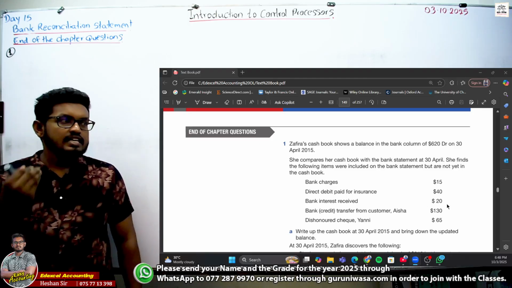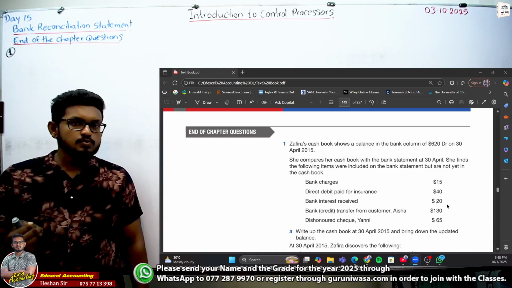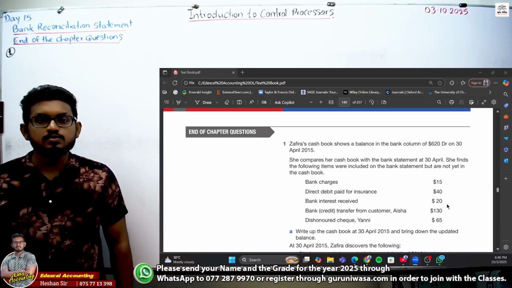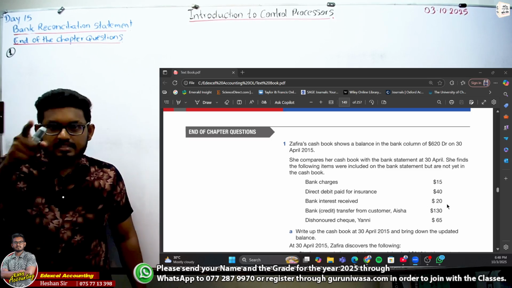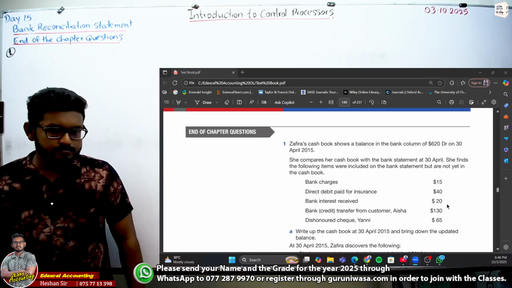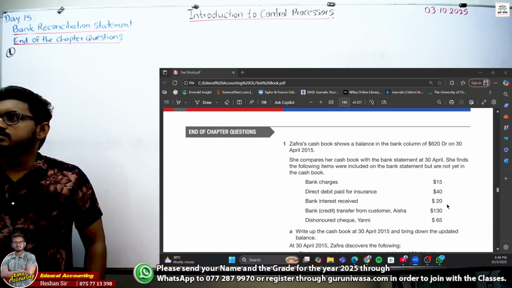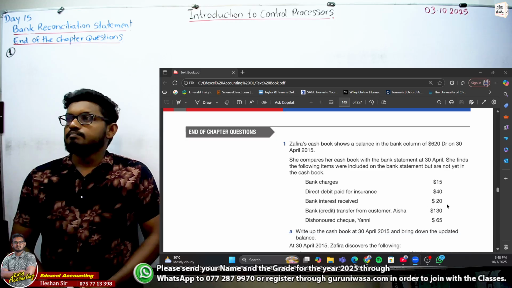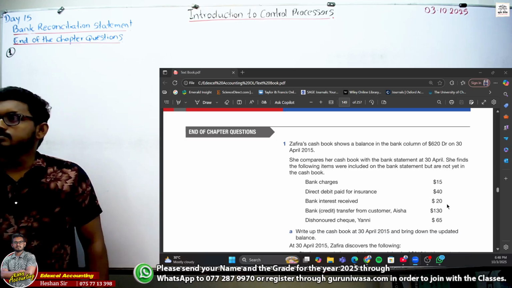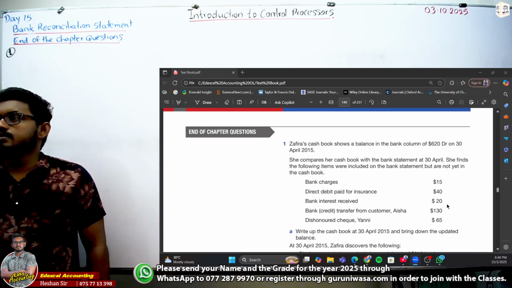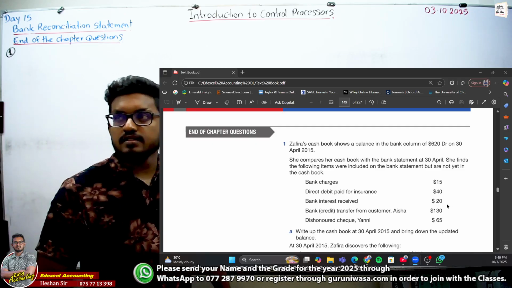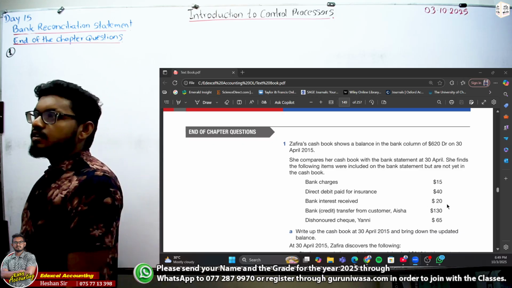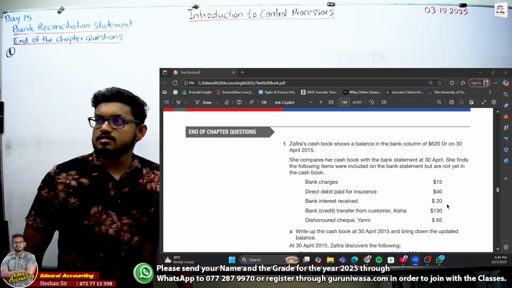These items are included in the bank statement, which means the bank book, right? But not included in the cash book, which means in the business. Got it? Bank charges, direct debits paid for insurance, bank interest received, bank transfer from customer, dishonored checks. These are the reasons. Write up the cash book as at 30th April 2016. Bring down the updated balances.